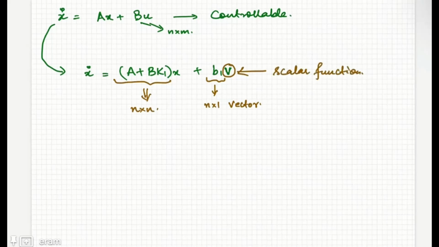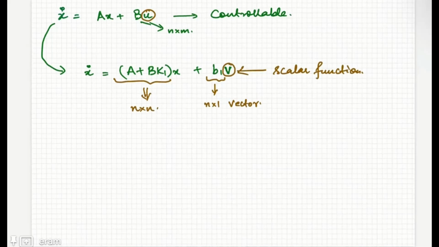So here u gets converted to some function v that is arbitrary, which we can design as per our choice. Now when the original system can be converted to this form, the task gets reduced to designing v of the form K2 x, that is the state feedback controller v.